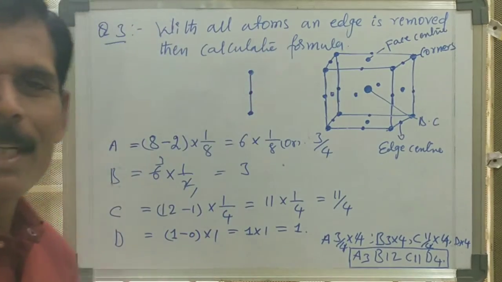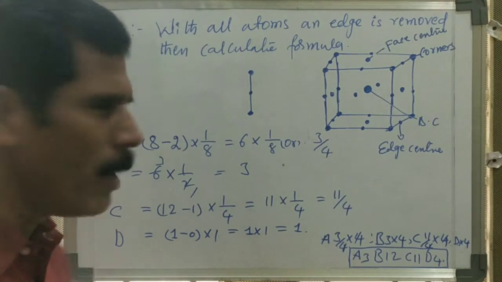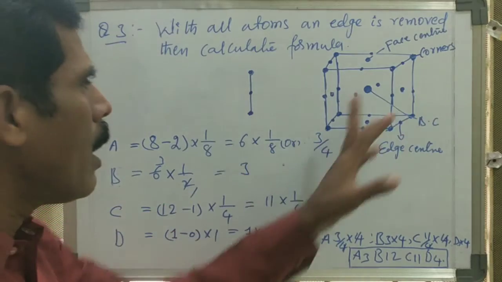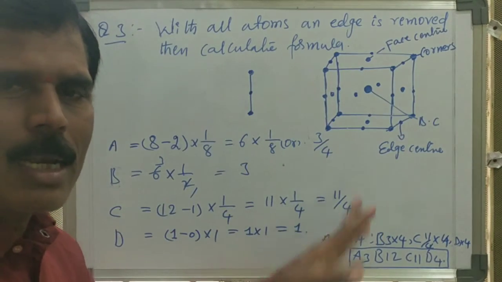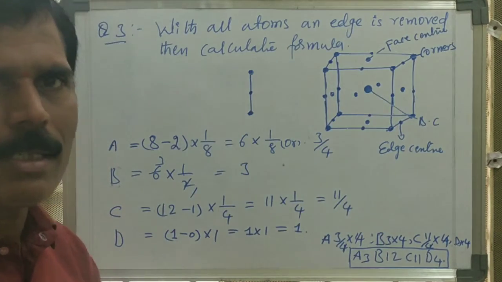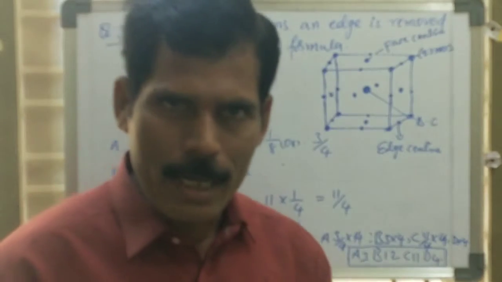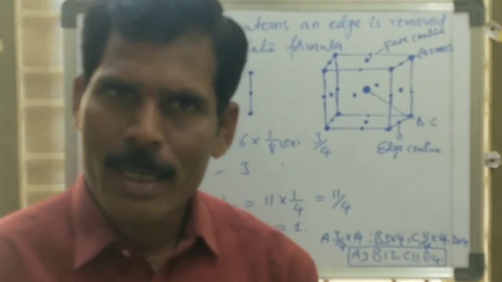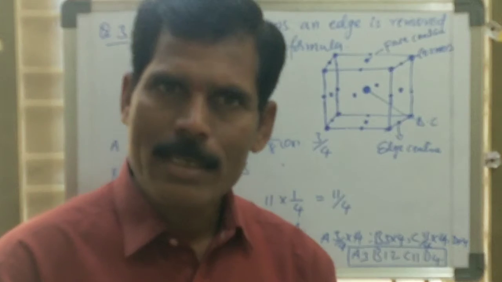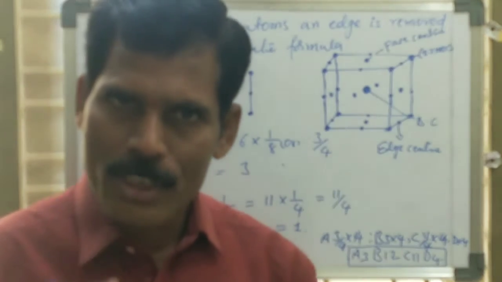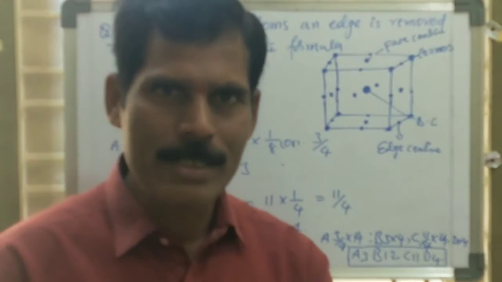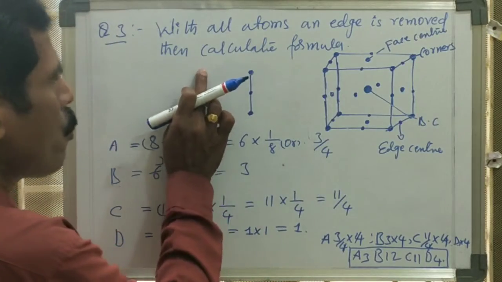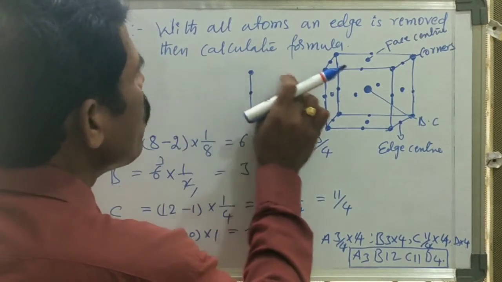Understood, all of you? You practice once again. Very simple. First of all, you have to draw the 3-dimensional unit cell along with all the spheres occupied by each and every corner, each and every face, each and every edge center and body center. According to this question, what is that?